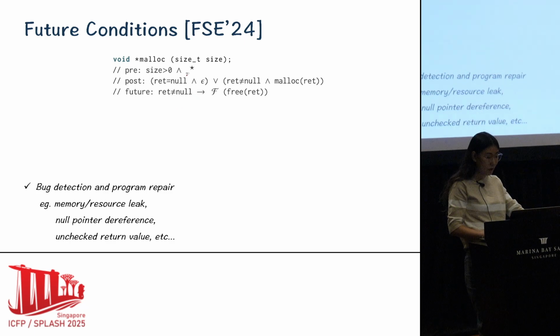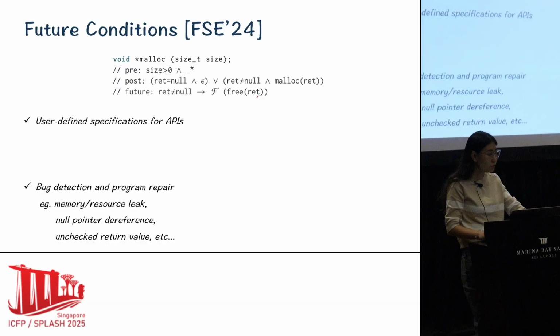So here is an example of how we write future conditions as a specification. We write future conditions for certain APIs that we want to reason about. For example, the malloc function allocates heap memory. The pre-post condition says that the input value size should be positive, and there are two possibilities for the return value: either it is null or a non-null pointer. If the return value is not null, we trigger an event called malloc with the argument of the return pointer. In the future, we can describe the constraint that when the return value is not null, remember finally to free the return pointer.